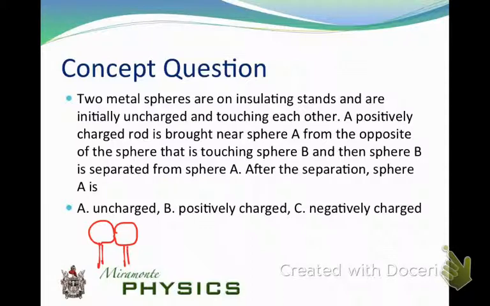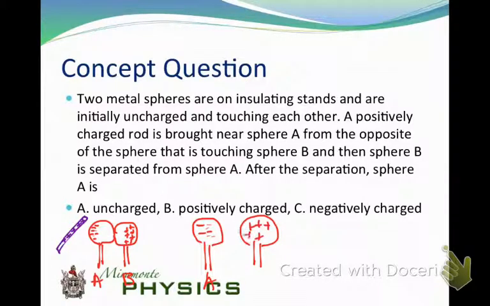Okay, so here you go. You've got the two spheres together. We're going to call them A and B. You bring a positively charged rod nearby. So what's going to happen is this polarization. The minuses go to the left. The pluses go to the right. Pluses want to get away from that positively charged rod. Then you separate the spheres, and the positives stay on the B, and the negatives stay on the A. So the answer is C, negatively charged.